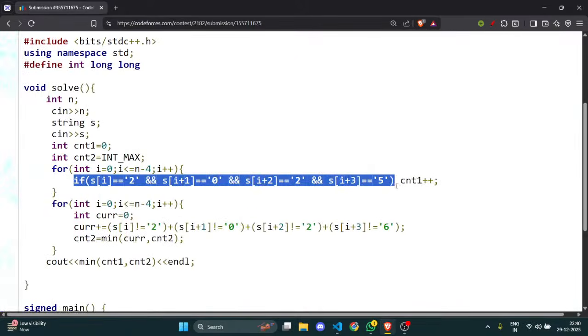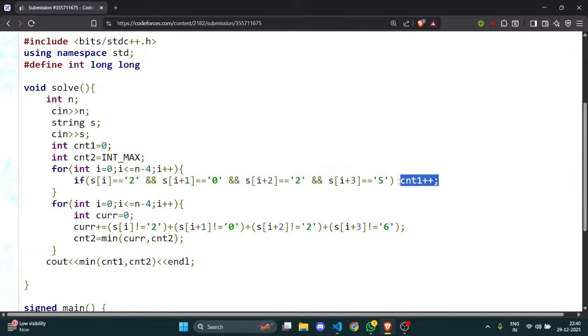If it contains 2025, then we need to change it, so I am maintaining a count variable for how many 2025 there are that we need to change. If it doesn't contain 2025, I try to make it 2026. If a character doesn't match, for example it's not 2 or not 0, I need to change it, and there would be a one operation increase. So these are count 1 and count 2, and I can return the minimum of those.